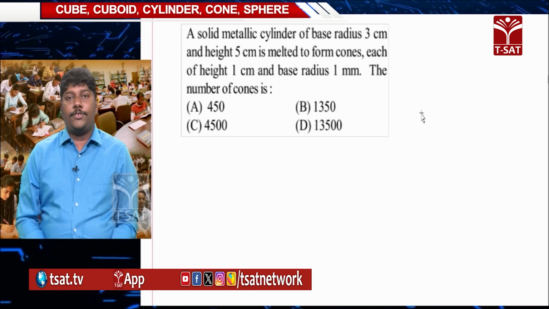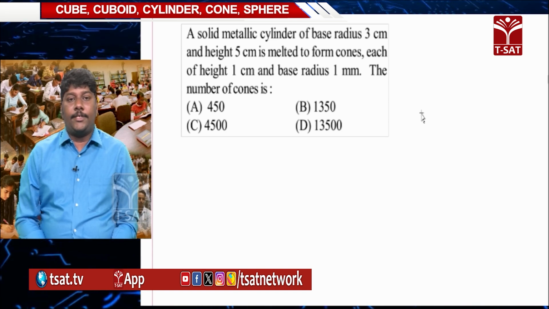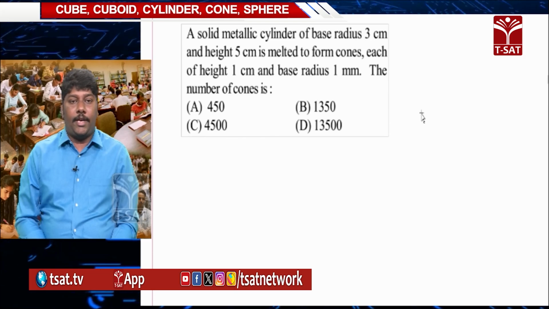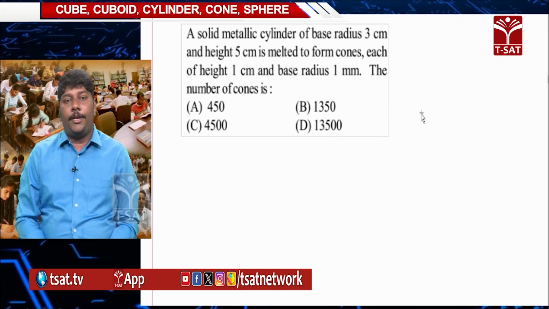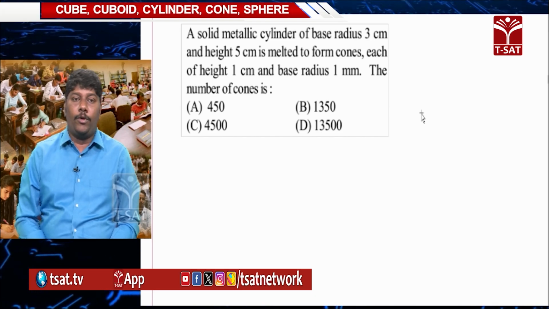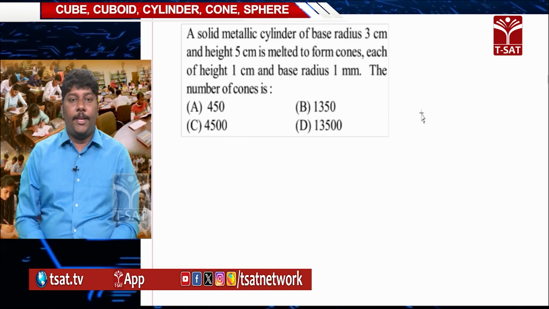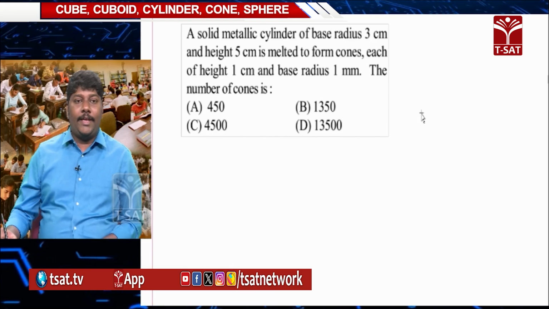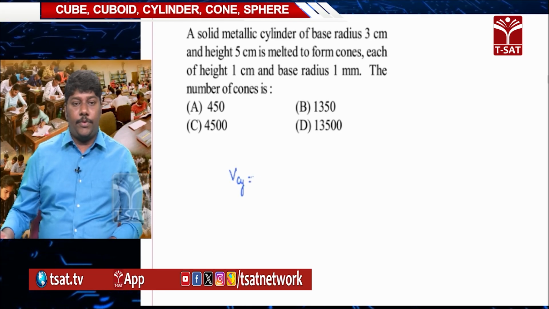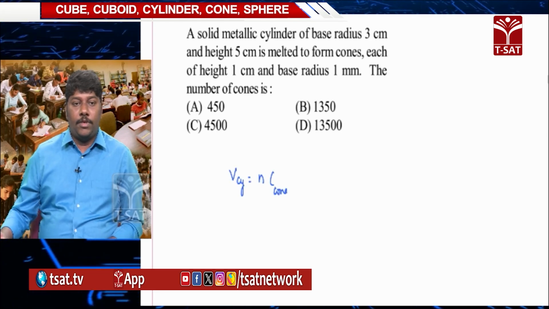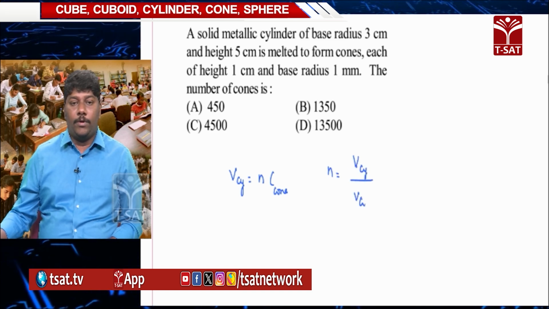Now look at the problem based on cylinders. The first problem: a solid metallic cylinder of base radius 3 centimeters and height 5 centimeters is melted to form cones, each of height 1 centimeter and base radius 1 mm. Then find the number of cones. So this problem is related between cylinder and cone. You are melting a cylinder and forming cones, therefore volume of cylinder is equal to N into volume of cone. N is equal to the volume of cylinder divided by the volume of cone.